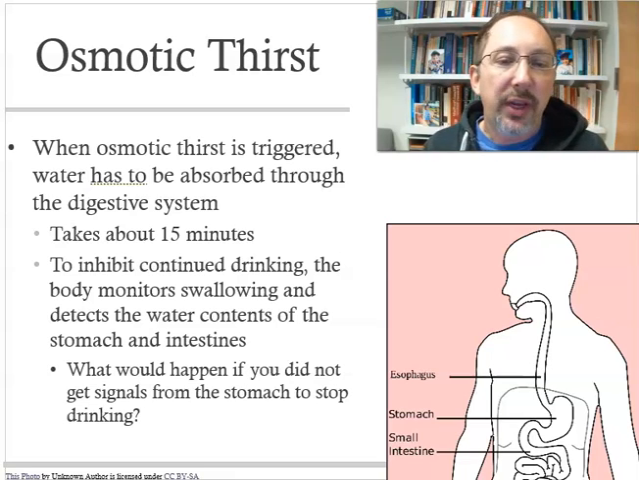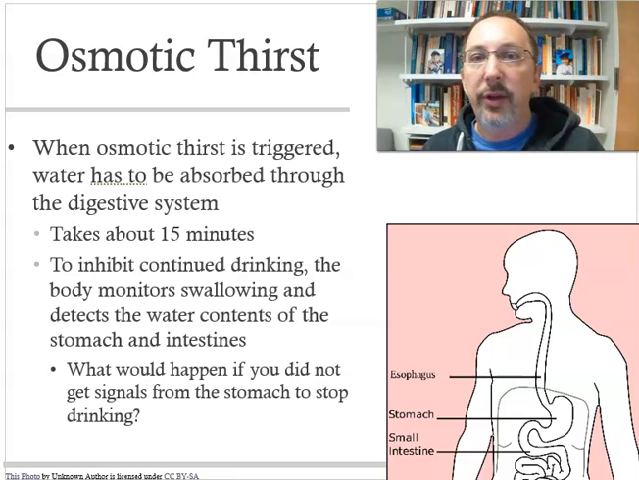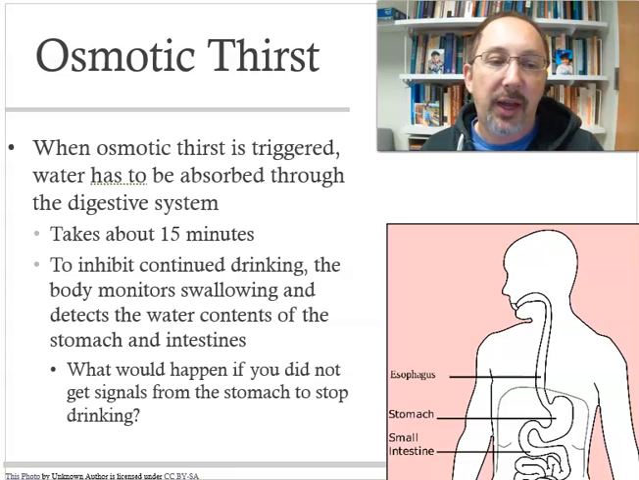If we were to drink water nonstop, what would happen? Well, we could go the other way. We would now be out of balance. You could actually rupture some of these organs too much.